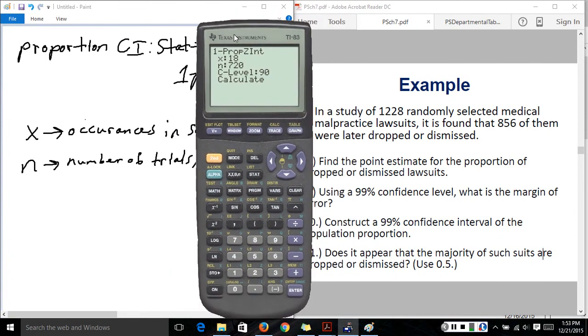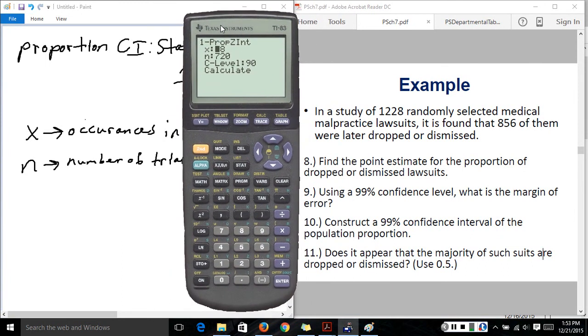So for this particular problem, there were 1,228 randomly selected medical malpractice lawsuits. All right, the occurrences, the ones that were dropped or dismissed, is 856. That's X. N is the sample size or number of trials. That's the 1,228. And the confidence level, well, if I look at number 10, construct a 99% confidence interval. That's 99%. And I can type that in as 0.99. When I have all that in, I go to Calculate and press Enter.